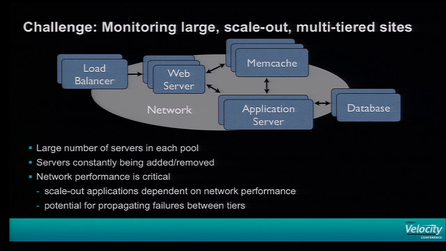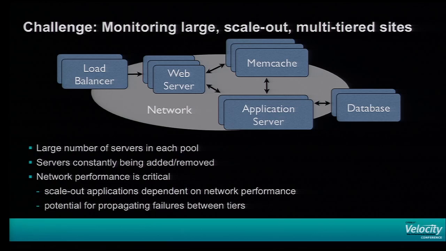So this is a diagram you probably all recognize. It's a scale-out, multi-tier cloud architecture like Tagged's. An interesting thing with scale-out architectures is you have these dynamic server pools. They give you high availability and allow you to adjust capacity to changing demand. But it makes them challenging to monitor because they are very dynamic environments.